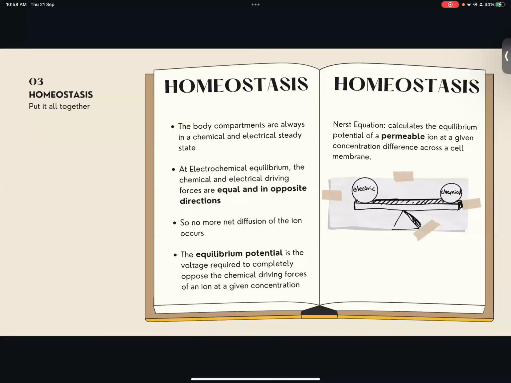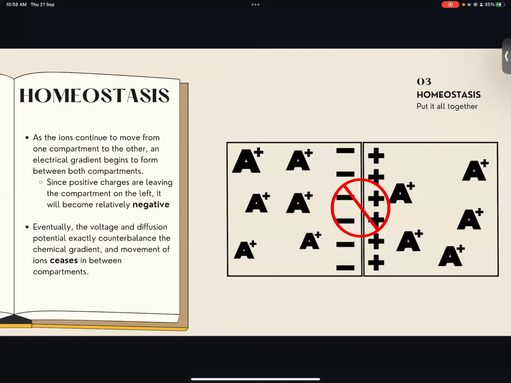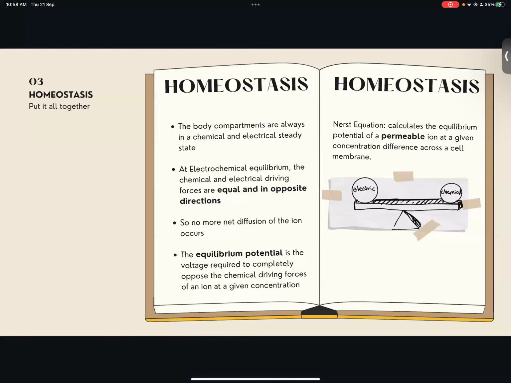They're not going to give you a bunch of numbers and tell you to figure out the equilibrium potential of this ion. It didn't happen for our year, and it didn't happen for any of the older years. So for the Nernst equation, all you have to know is that it calculates the equilibrium potential of a permeable ion. Everything I just talked about so far is only for permeable ions. So it calculates the equilibrium potential of a permeable ion at any given concentration difference across the cell membrane.